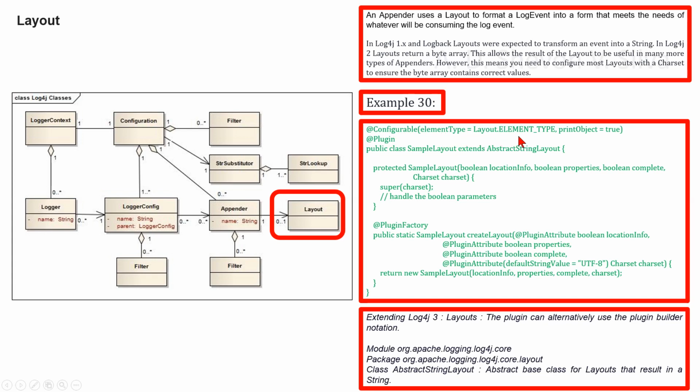The printObject should be set to true if the plugin's toString method provides a representation of the object and its parameters. The name of the plugin must match the value users should use to specify it as an element in their appender configuration. The plugin must also provide a static method annotated with @PluginFactory, with each of the method parameters annotated with the @PluginAttribute or @PluginElement as appropriate. The plugin can alternatively use the plugin builder notation.